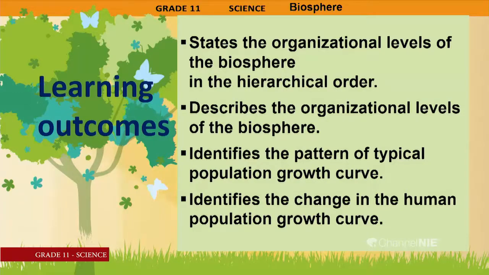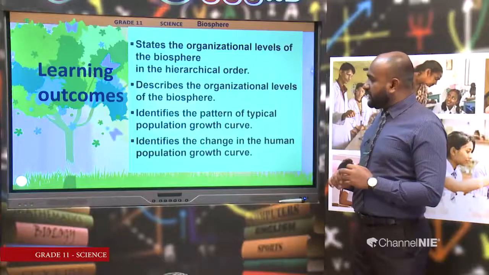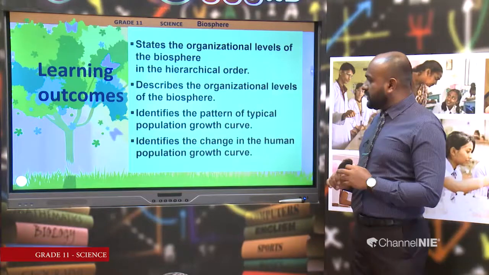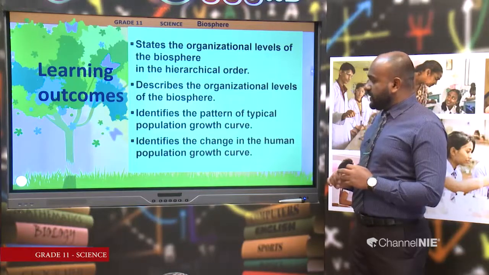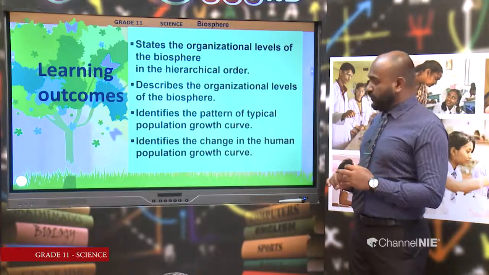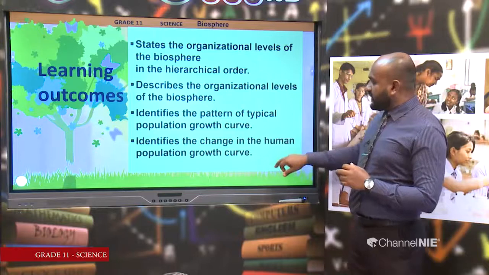The third one identifies the pattern of typical population growth curve. That is another learning outcome that you are supposed to achieve at the end of the lesson. The next one identifies the change in the human population growth curve. First you identify the pattern of the typical population growth curve, and then you identify the human population growth curve, and then you are supposed to compare the two. Let us go to the next learning outcome now.